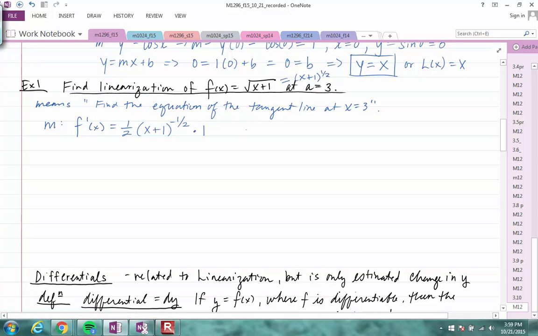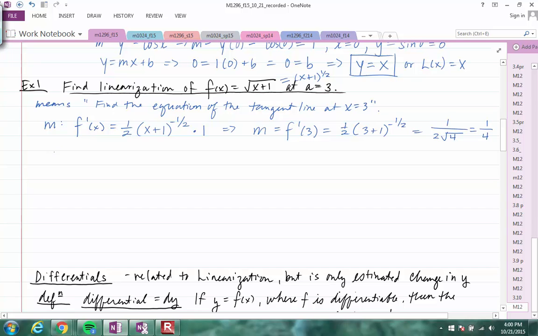So now what we need to do is we're finding the slope specifically at x equals 3. So we have to plug in that 3 and figure out what value we get. So what we get here is 1/4.